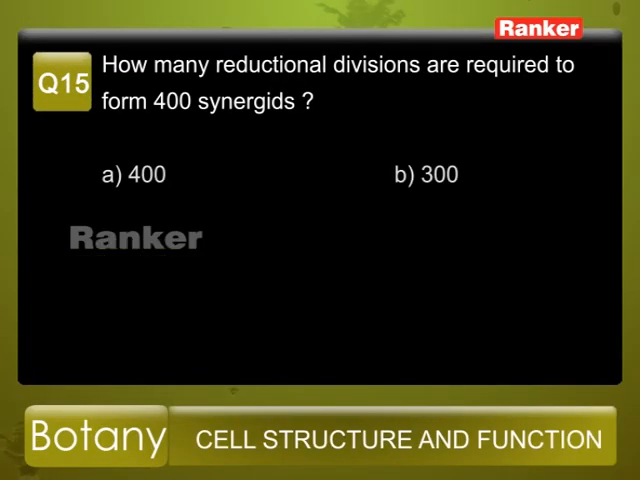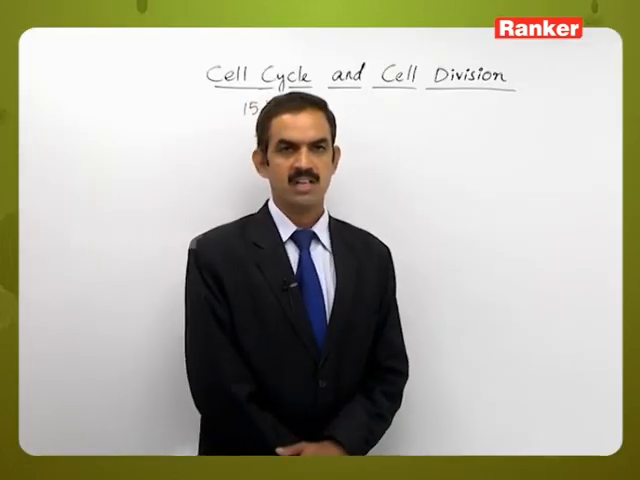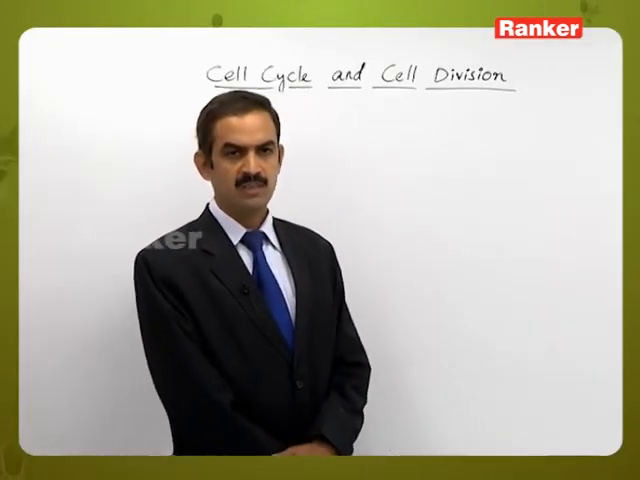Question number 15. How many reductional divisions are required to form 400 synergids? Options: A 400, B 300, C 200 and D 100.